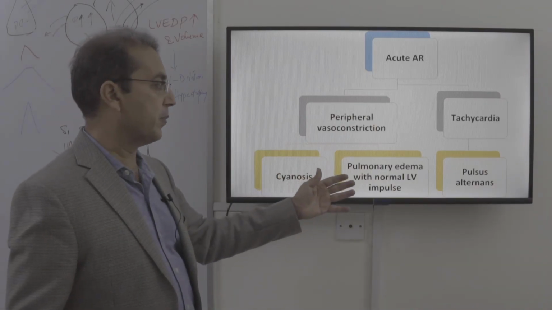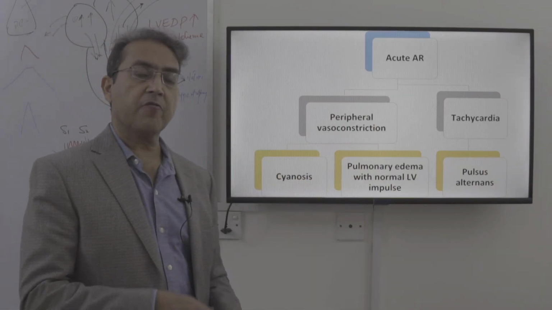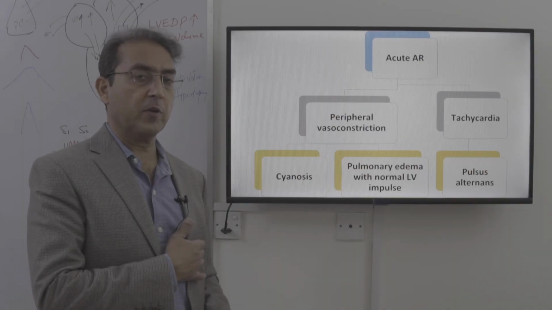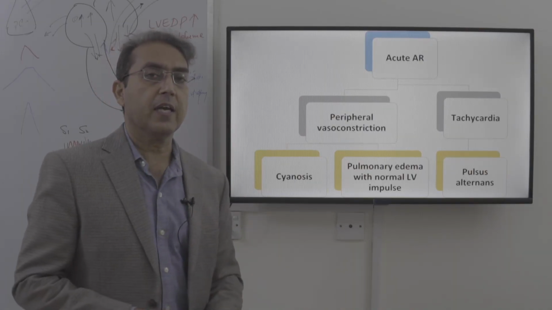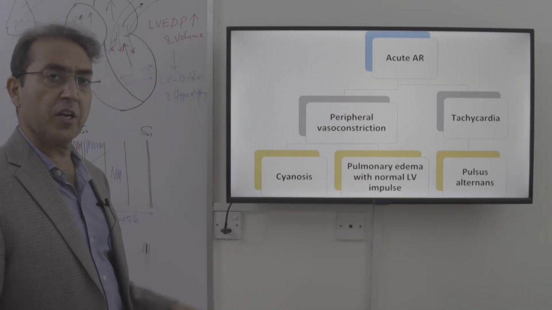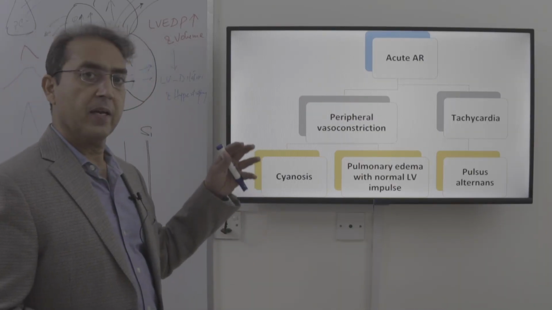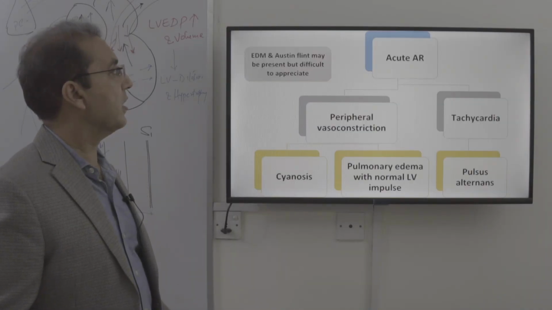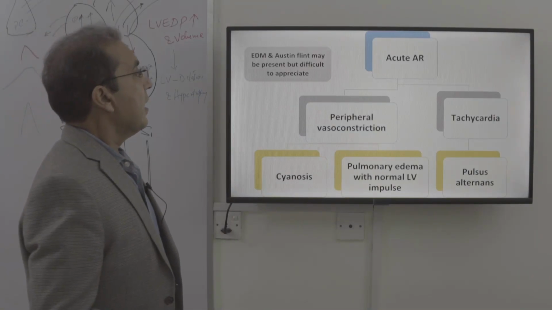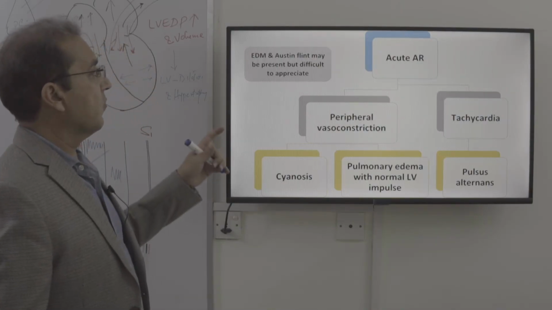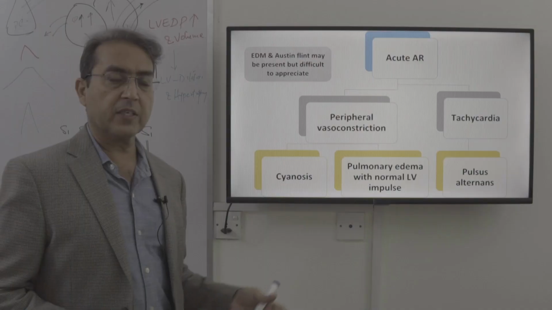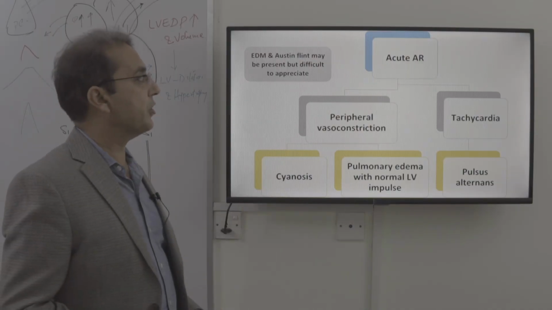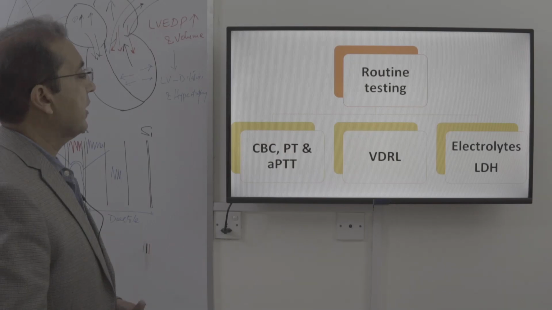There may be pulmonary edema, and the left ventricular apex may be normal, as opposed to the apex seen in chronic aortic regurgitation when it is displaced and ill-sustained heaving. The early diastolic murmur, the Austin-Flint murmur, may be present in these patients, but it is difficult to appreciate in these patients. Then what testing is required?